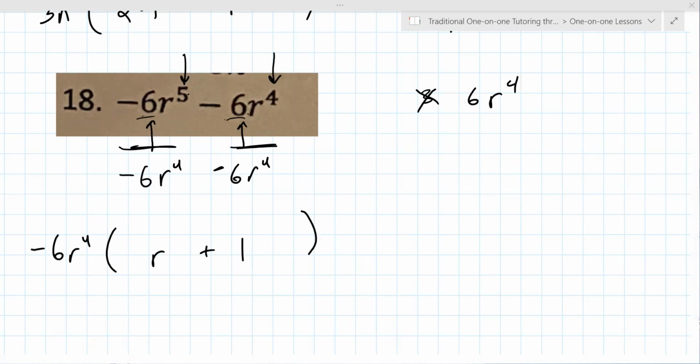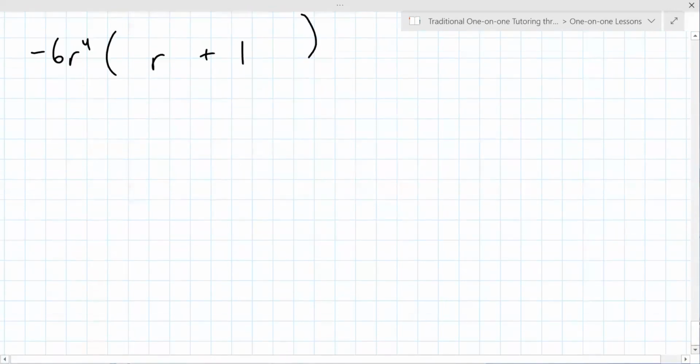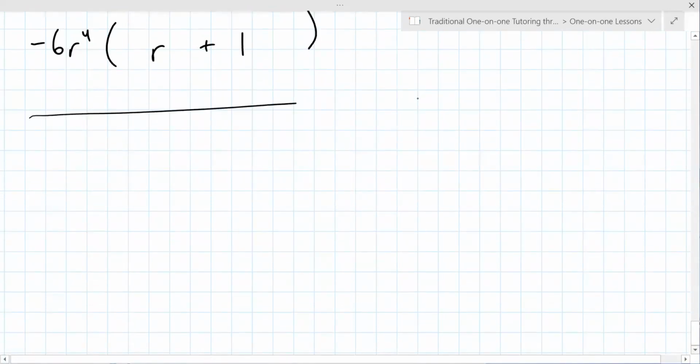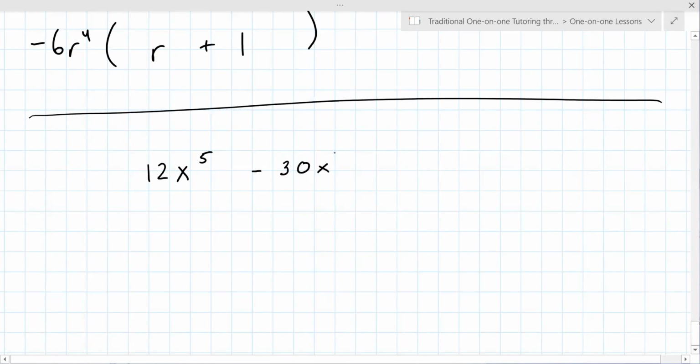Let me look at the rest of your worksheet here and see if there's anything else we could do. I want to try a couple of these. So let's say I ask you for 12x to the fifth minus 30x cubed plus 9x squared.